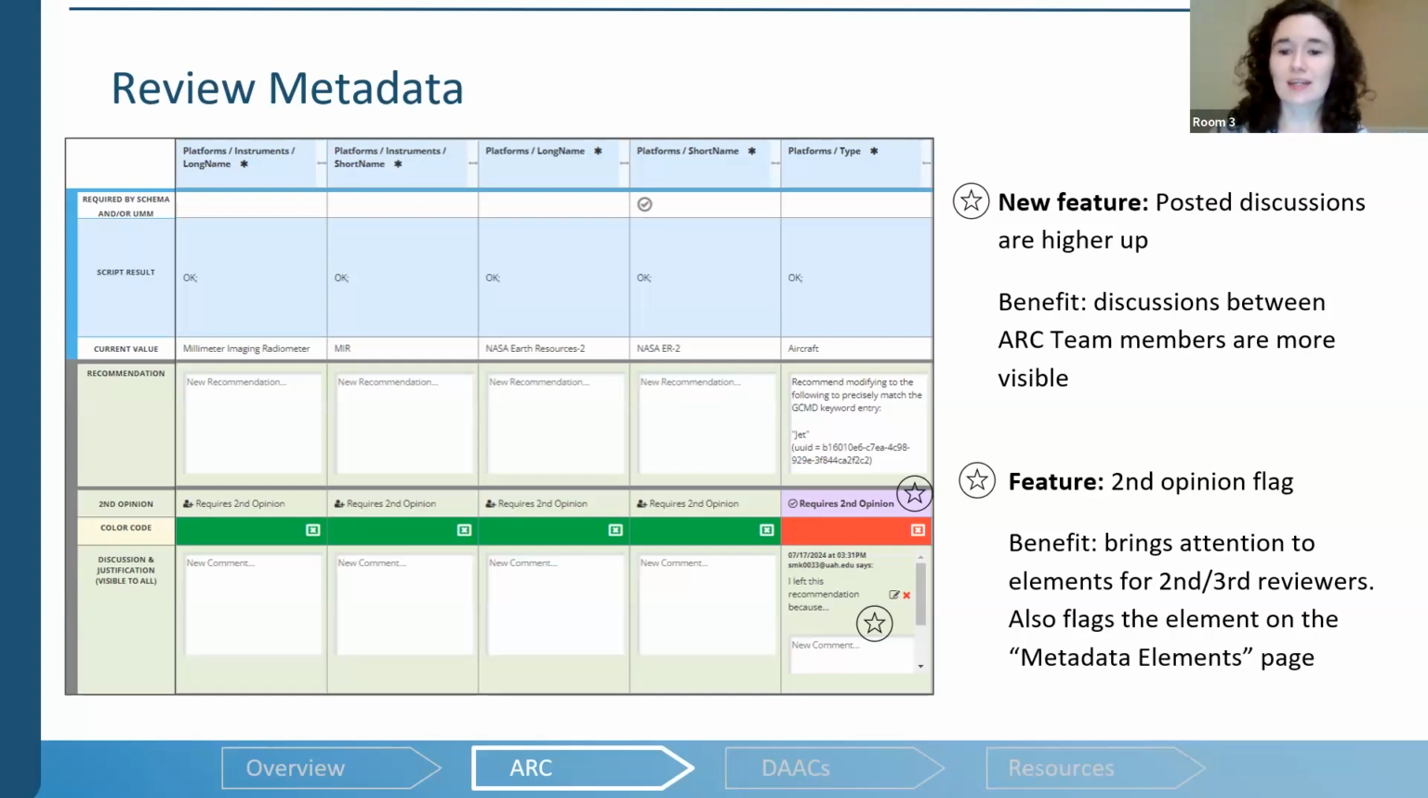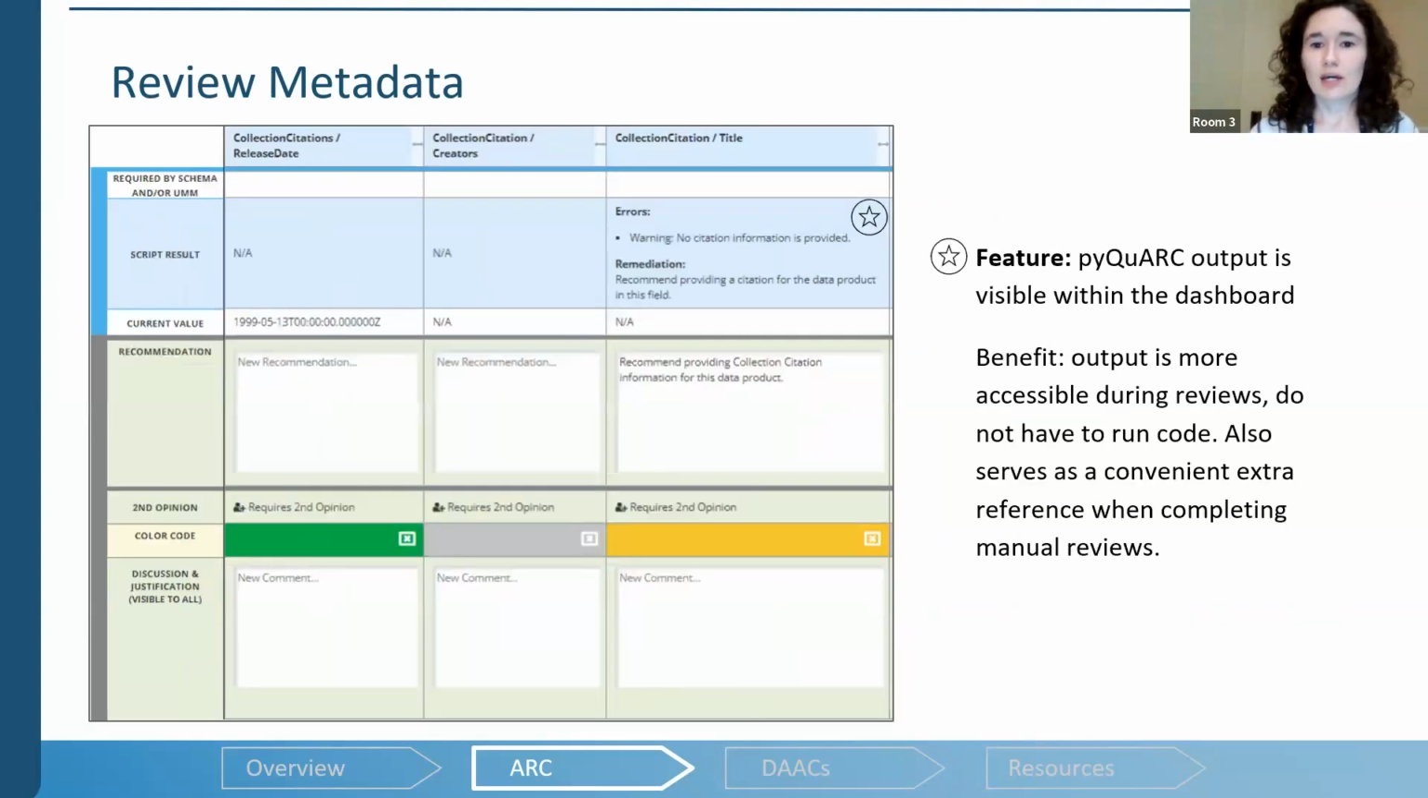Another feature is the second opinion flag, which brings attention to those elements for second and third reviewers. It also flags the elements on the metadata elements page, so it makes it easier to see. Another feature is that the PyQuark output is actually visible within our dashboard. This is beneficial because output is more accessible during reviews. We do not have to run any kind of code to access PyQuark output, and it also serves as a convenient extra reference when we are going through and completing our manual reviews.